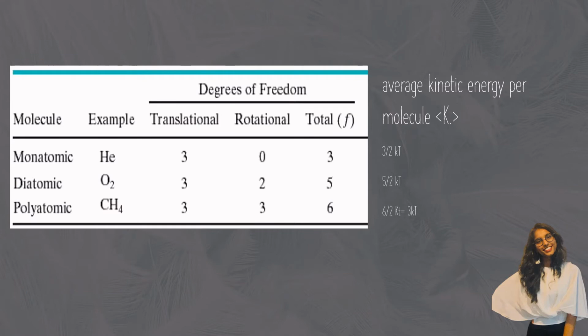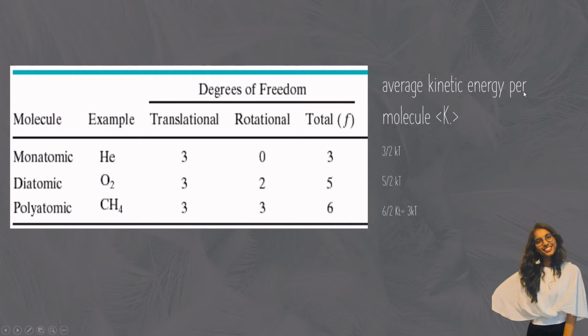So this table shows degrees of freedom. For monoatomic gas helium, we have 3 translational motions and 0 rotational motion, so the total degrees of freedom F equals 3. For diatomic gas oxygen, we have 3 translational motions and 2 rotational motions, so the total degrees of freedom equals 5. For polyatomic gas, we have 3 translational motions and 3 rotational motions, so the total degrees of freedom equals 6.